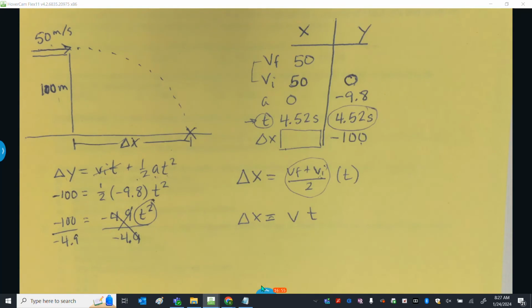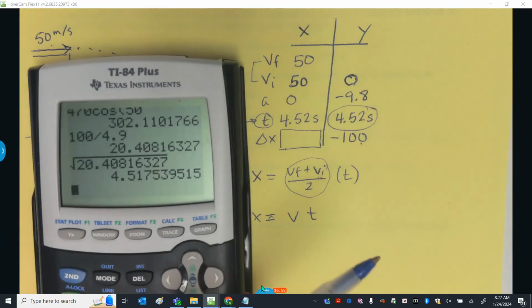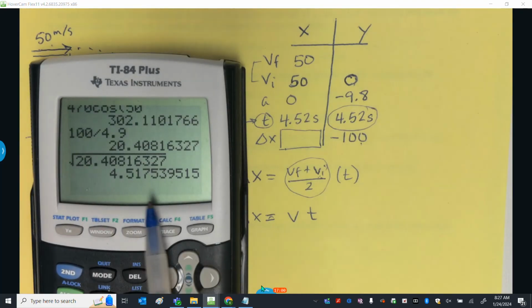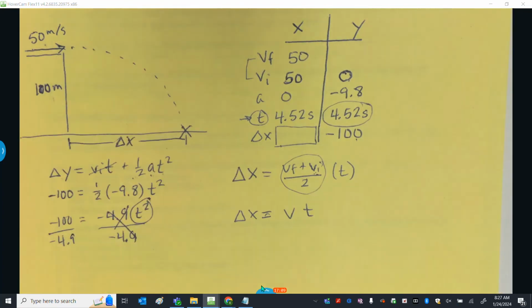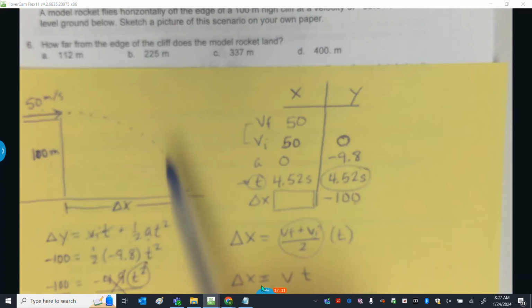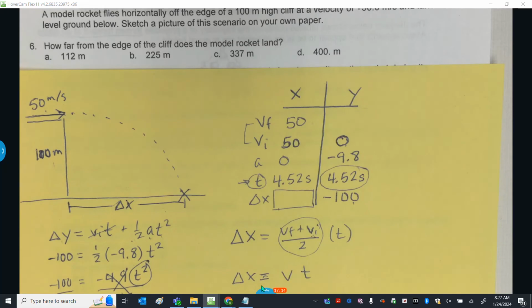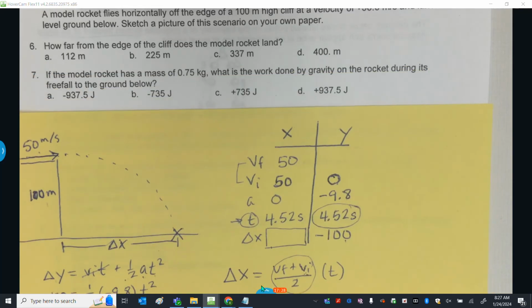Same thing. We just need to multiply the time that we just found, this 4.517 number, times that velocity, so times 50. And this is my range, 225.87. I think the answer here is rounded wrong. It's 225 instead of 226, but it's the only one even close. And so you should have selected answer choice B for number 6. Questions about number 6? Okay, then let's go ahead and take a look at number 7.